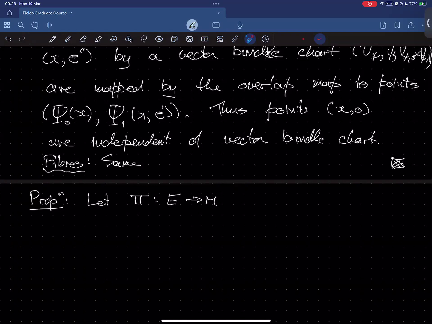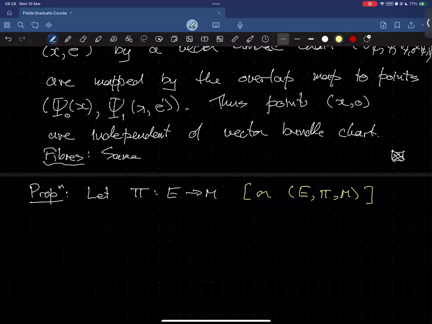Sometimes you see vector bundles written like this, or some permutation of this notation. Again, it collects all the data together, so it's all fine. But sometimes you see that notation used. All right. So we know that the base manifold now is well defined.